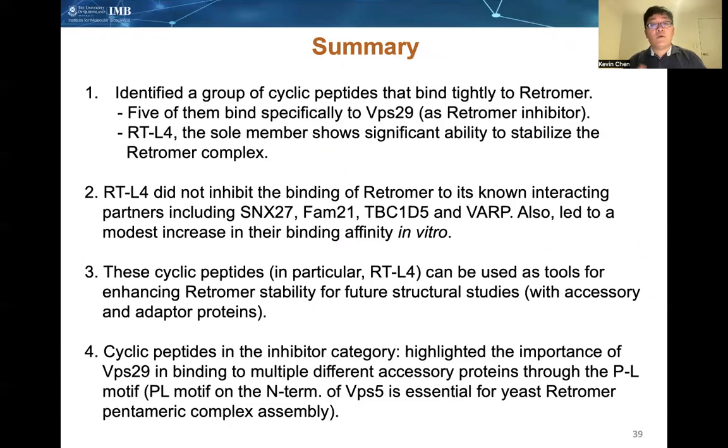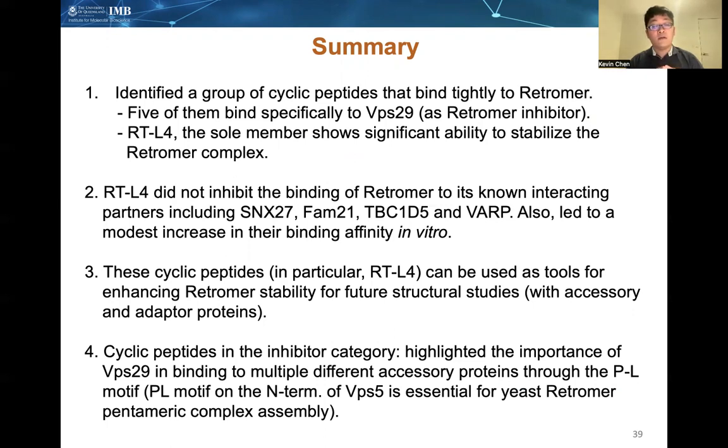So just to sum up what I talked about today: initially we identified a group of cyclic peptides that bind tightly to retromer, and we can categorize them into two categories. One is the retromer stabilizer, which is the sole member RT-D4, and the other binds specifically to VPS29, which we call the retromer inhibitor, based on the inhibition of, let's say, TBC1D5 and VARP. Of course, as for the retromer stabilizer subgroup, we know it does not hamper retromer from interacting with many of these interactors. And we believe those cyclic peptides together can be used as a valuable tool, for example in cell biology studies or structural biology studies.